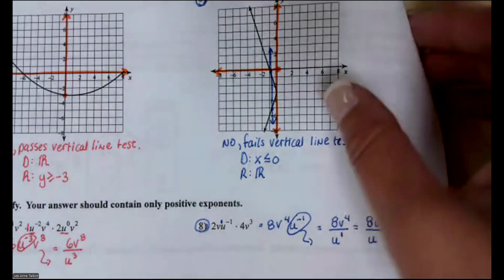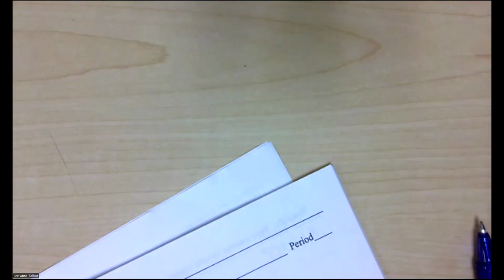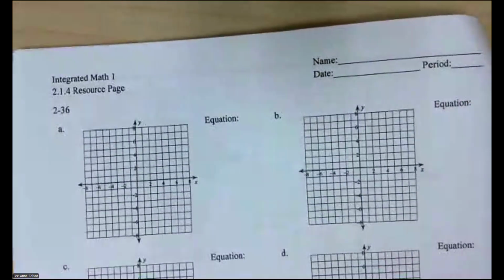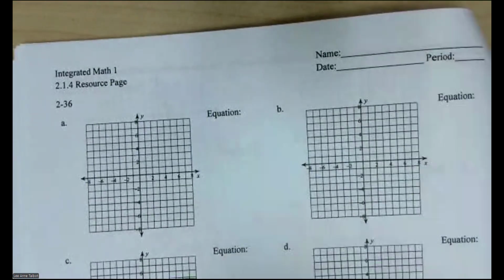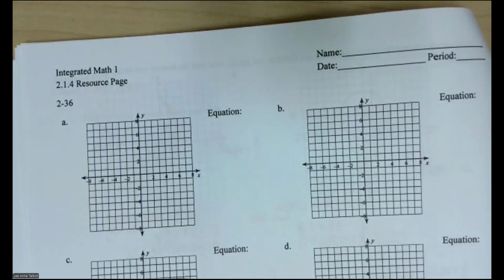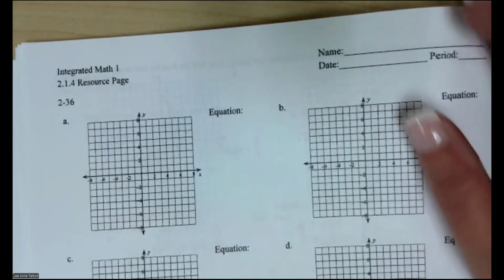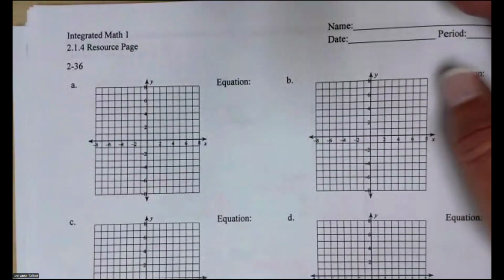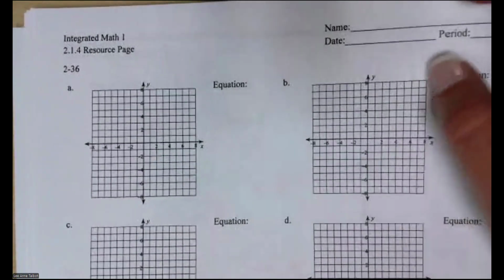Okay. So can you guys find, there's a resource page in here that we're going to use, but not right away. It's the one for number 36. It has a bunch of graphs on it. So just find this page for now. And then scooch it off to the side and grab your notebook. Also, you're definitely going to want a straight edge today. So if you do not have a straight edge, grab one at this moment.